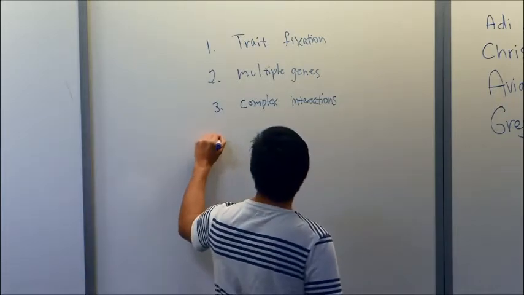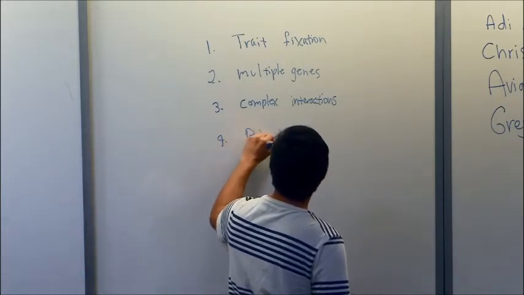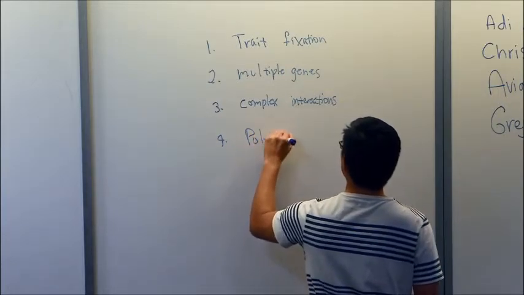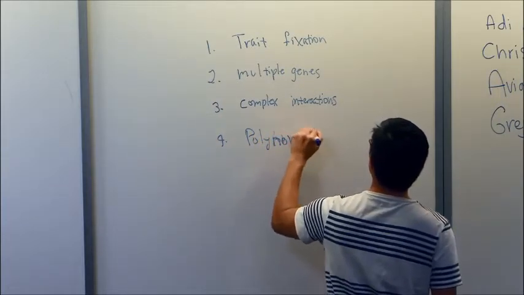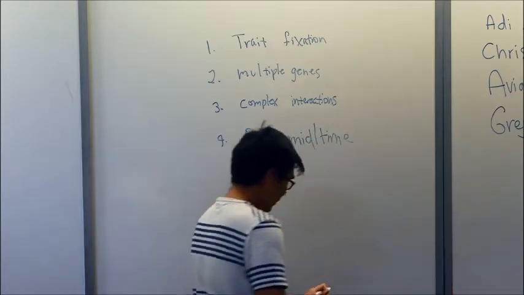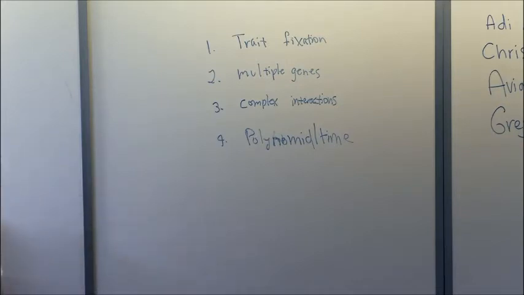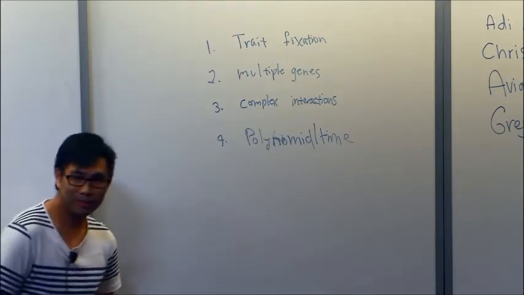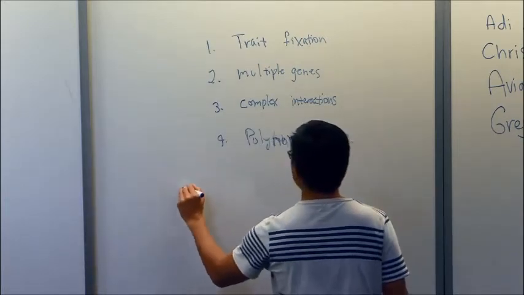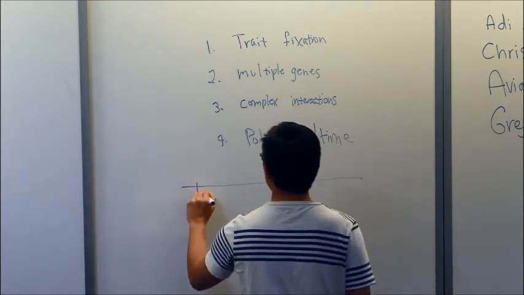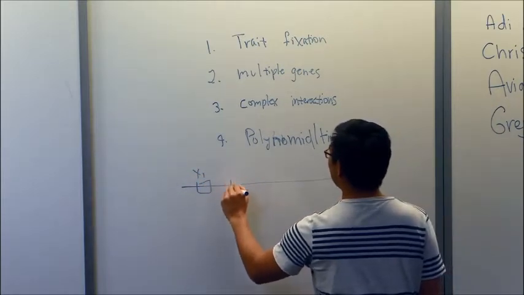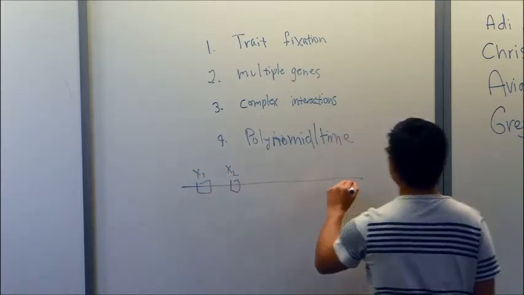And we'd also like a polynomial time explanation, because the trait may involve many genes. So how do we think about this problem? Well, we consider n genes, which I'll call x1, x2 through xn.